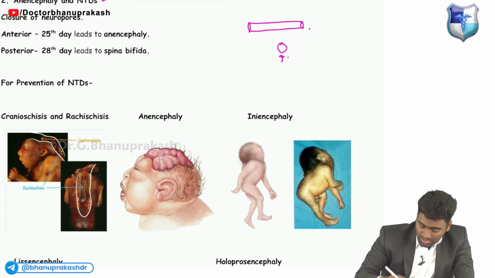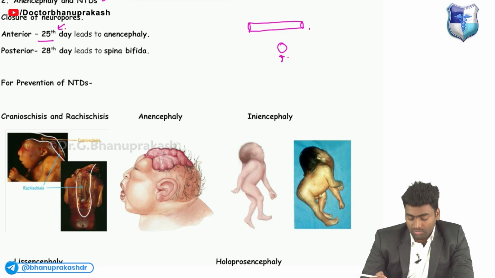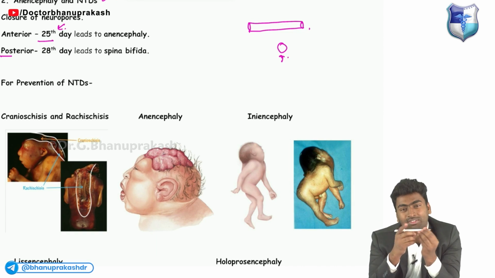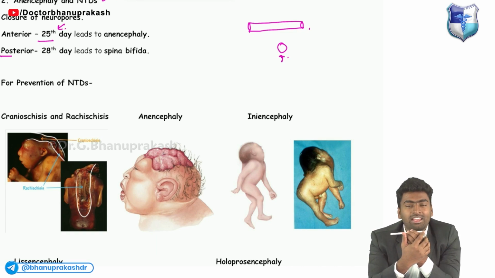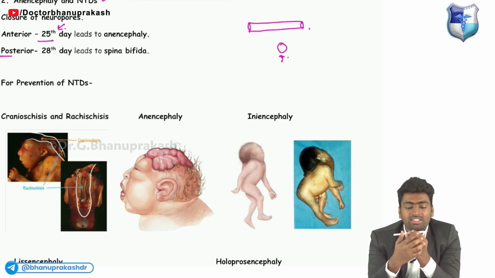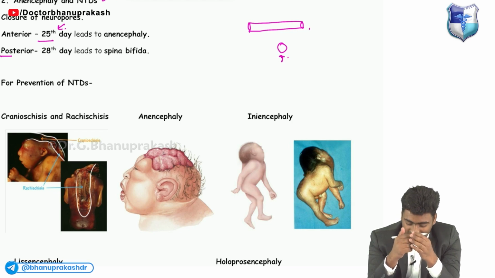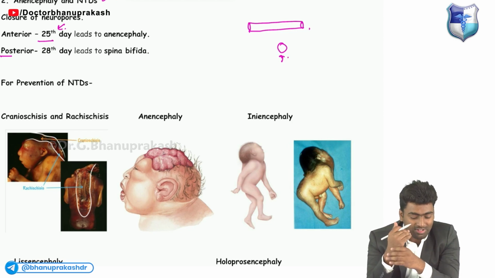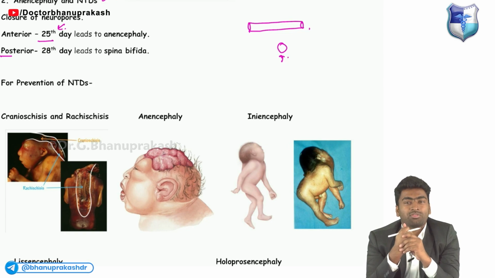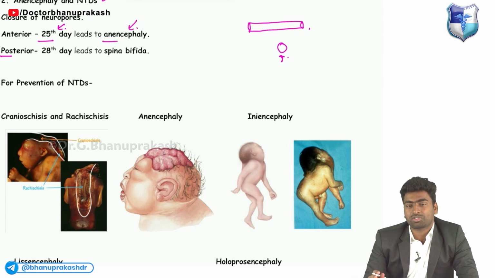So remember, the anterior neuropore closes by the 25th day, and the posterior neuropore closes by the 28th day. Anteriorly, it closes first at the 25th day, whereas posteriorly, it closes by the 28th day. There are some conditions in which the anterior neuropore fails to close, and a few more conditions in which the posterior neuropore fails to close. Failure of fusion of the anterior neuropore leads to the condition known as anencephaly.